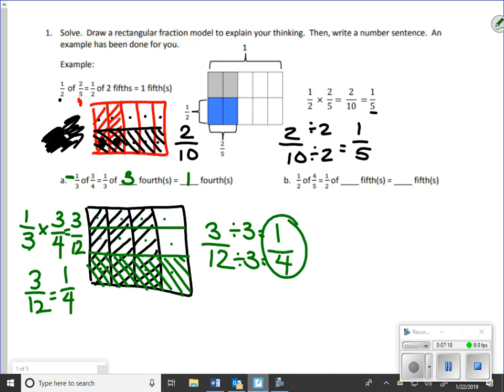It is a little hint. Because if you try to put 3 right there, because if you're not paying attention and you do 1/3 of 3/4, 1/3 of 3/4 equals 3/4, is that right? No.